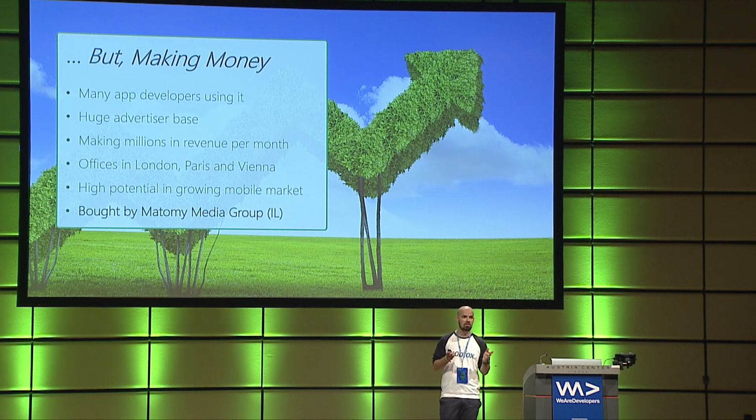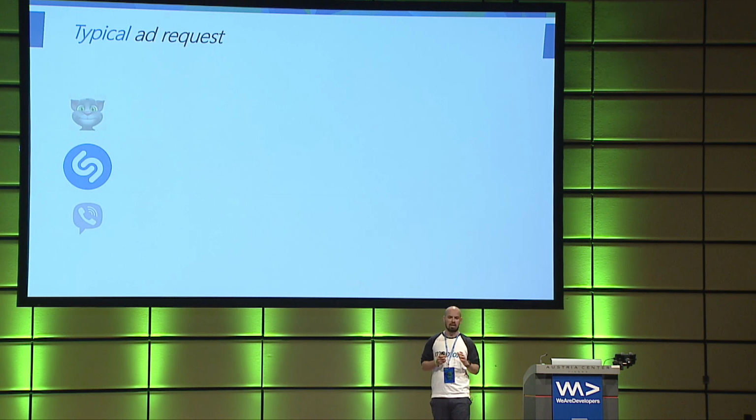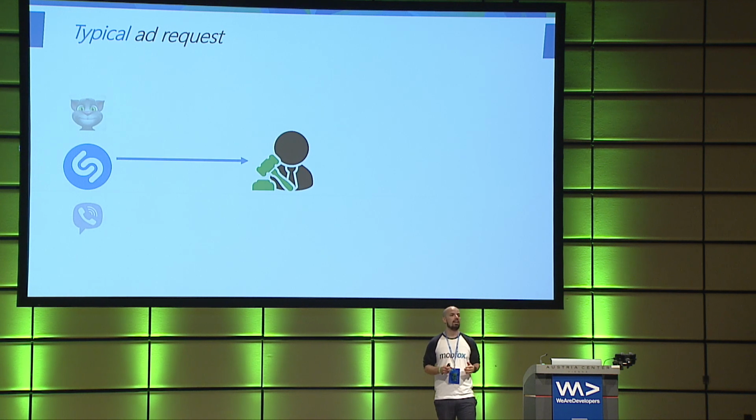And actually, let's go into that, right? Let me give you some intuition about that problem. And to do that, I first need to explain to you how this ad request looks on our platform, right? So imagine there is an app like Talking Tom or Shazam or Viber. By the way, those are some of our customers, apps using us. So let's imagine they call our ad request API. And they say, OK, I want to show an ad to that user.